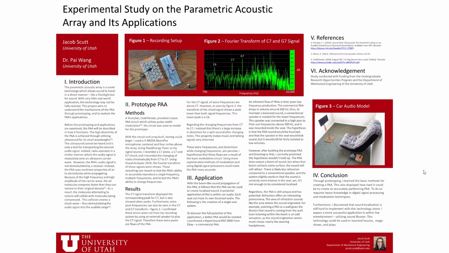In testing the array's ability to change frequencies, I played a C7 to E7 chromatically, and there seemed to be significant distortion a split second after changing notes. This results in very poor audio for music or speech signals. I suspect that these flaws can be fixed through more sophisticated modulation techniques as well as digital signal processing. It's easy for me to see that creating a highly accurate acoustic array could be quite hard. Regardless, I still wanted to try and apply this technology.